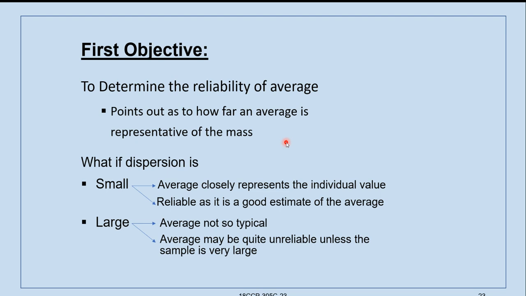You can use the measures of dispersion. It is a good estimate of the average. You can still use the measures of central tendency or averages. If the difference is large, as we have seen in series C, average is not so typical. So here, if dispersion is more, average will not play much role, and average may be quite unreliable unless the sample is very large.